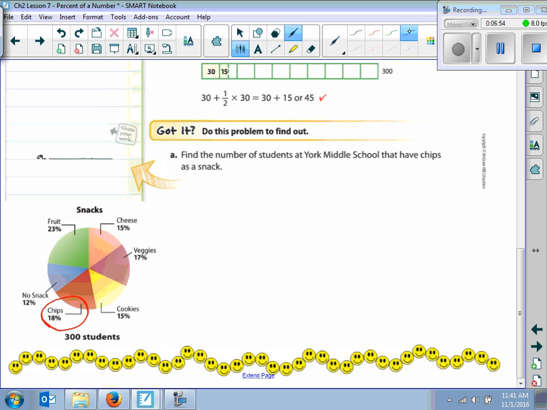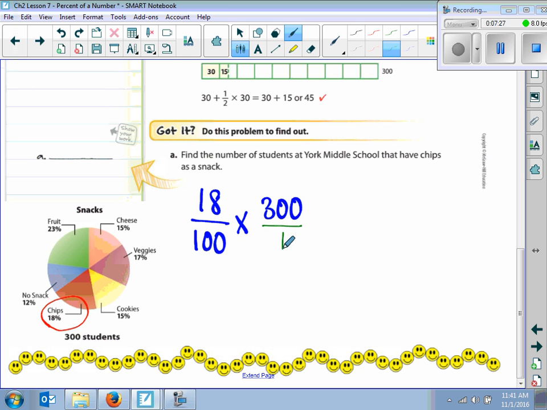So we have 18 over 100. Okay? Now we're going to multiply that times the number of students that were surveyed. How many were surveyed? 300. So we're going to multiply times 300. And again, if you need to, you can put that over 1, right? You can put it over 1.